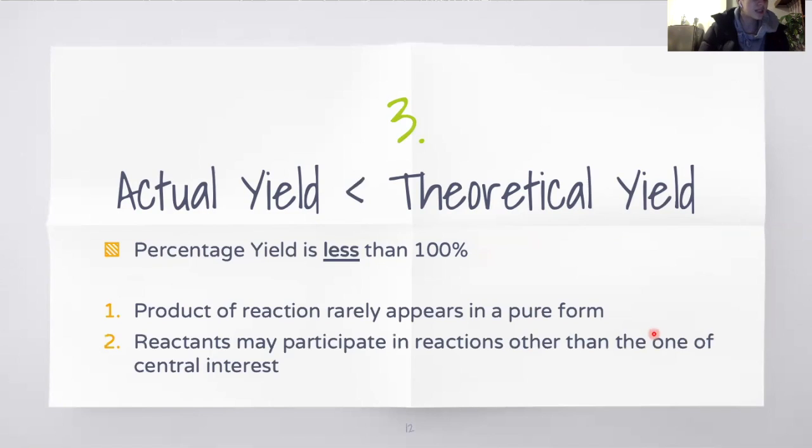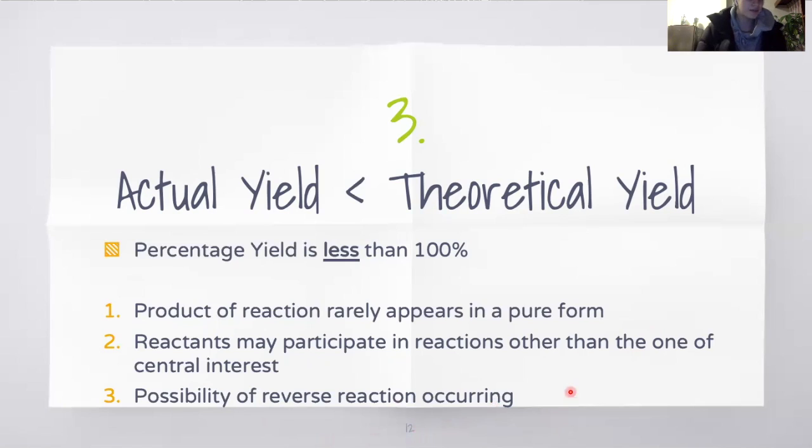The second reason is that the reactants may participate in reactions other than the one of central interest. These are called side reactions, which produce unintended products called byproducts. The yield of the main product is reduced by the extent of the side reaction occurring. The final reason is the possibility of a reverse reaction occurring, where some of the expected products may react to reform the reactants, resulting in the yield being less than expected.